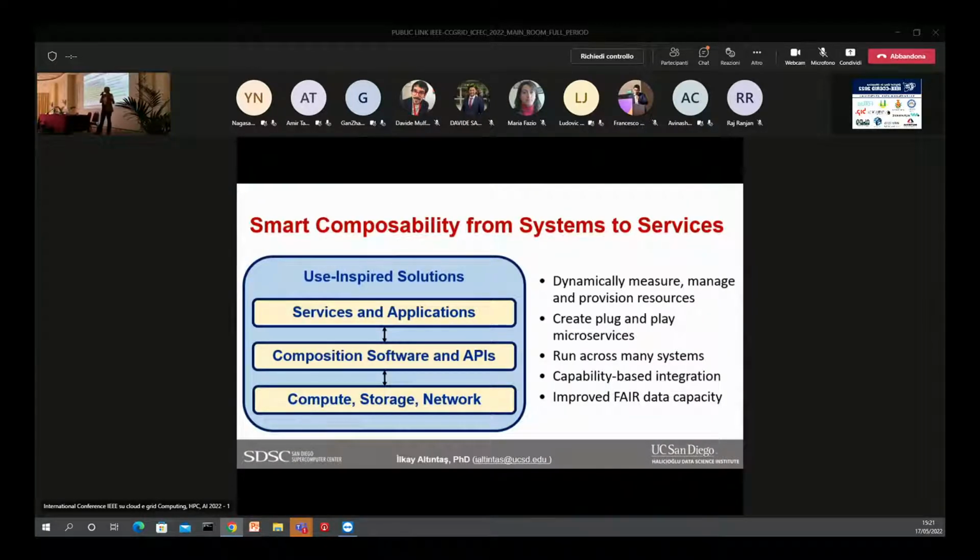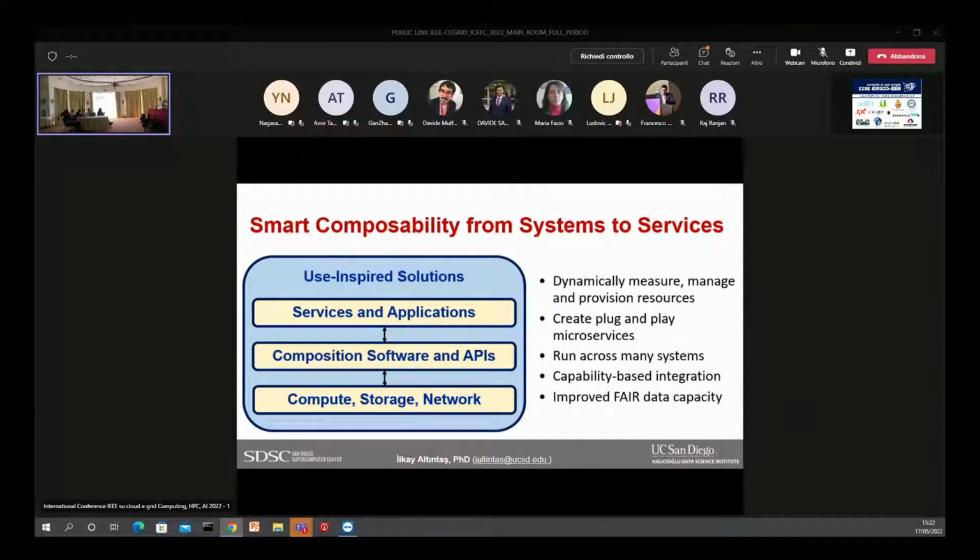To turn this diagram to be a little simpler in the context of what I'm going to talk about, definitely there's those use-inspired solutions. But what we are talking about is having, from a computing perspective, compute, storage, network, some composition and API layer to it, and having services and applications that can use that API.